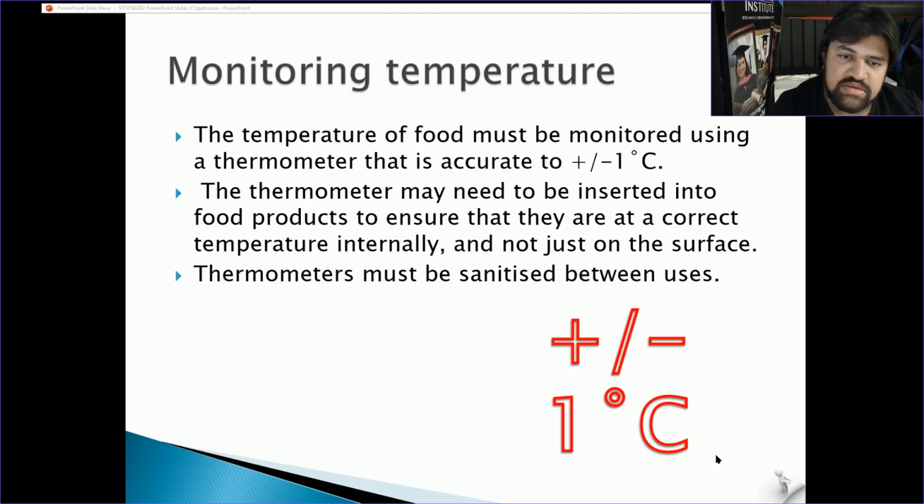Monitoring temperature. The temperature of food must be monitored using a thermometer that is accurate to plus or minus 1 degree Celsius. The thermometer may need to be inserted into food products to ensure that they are at the correct temperatures internally and not just on the surface. Thermometers must be sanitized between uses.